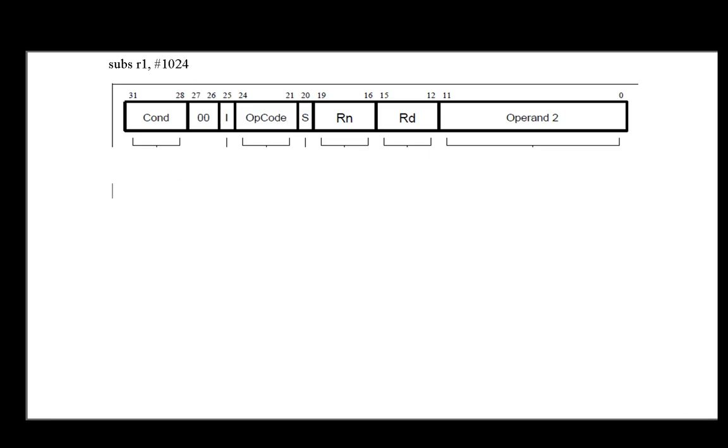Let's start with this hand assembly. So the condition here is implicit AL. This instruction will always execute.